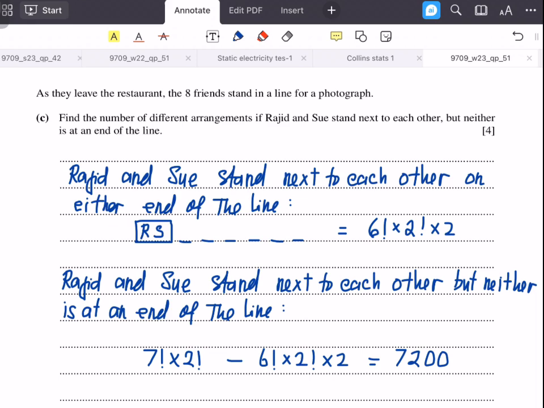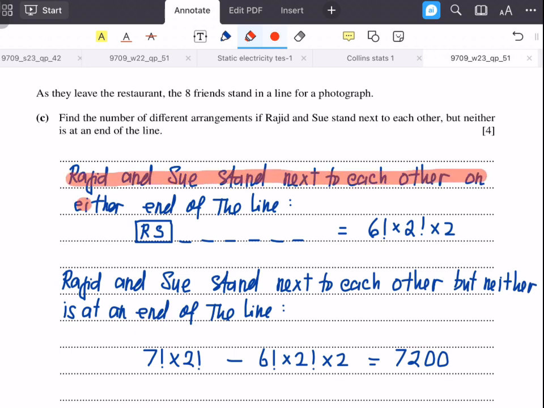2880. As they leave the restaurant, the 8 friends stand in a line for a photograph. Part C. Find the number of different arrangements if Rajit and Sue stand next to each other, but neither is at an end of the line. So first, we need to find the number of different arrangements in which Rajit and Sue stand next to each other on either end of the line.